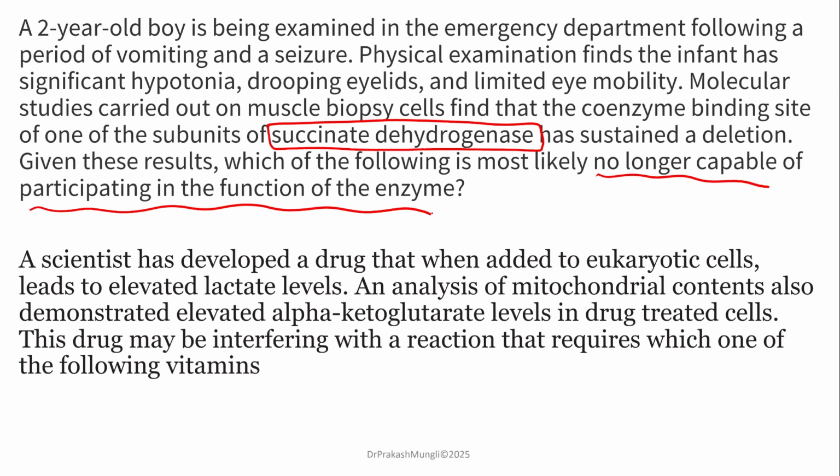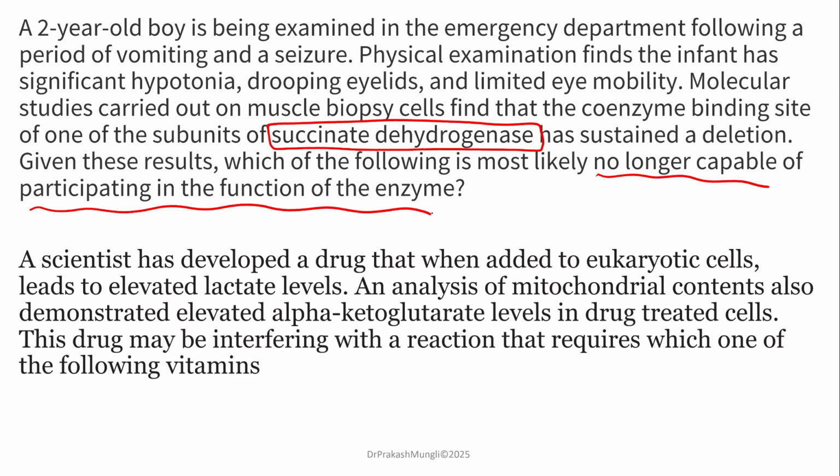Complex 2. Remember complex 2? There are 3 names for complex 2. Succinate dehydrogenase, which is in TCA cycle, and the other is ETF, electron transferring flavoprotein, and the third is glycerol phosphate dehydrogenase. So this question is related to complex 2 function of succinate dehydrogenase, which is also part of TCA cycle. Okay, that's how you need to think on that.